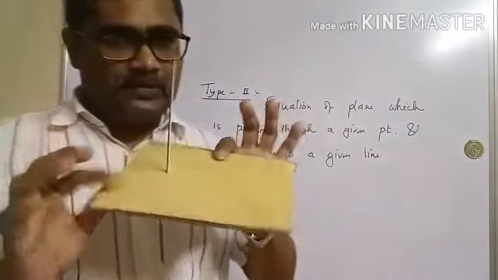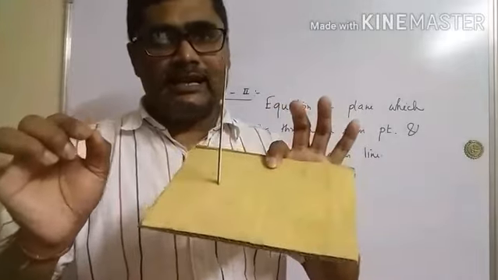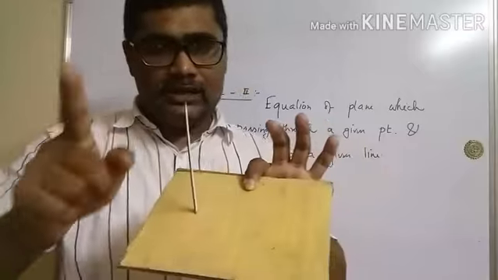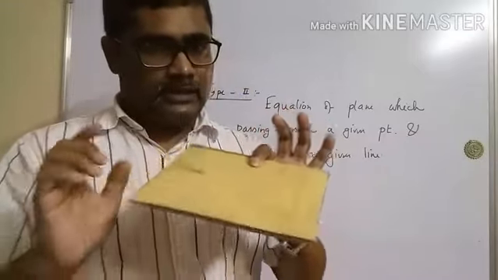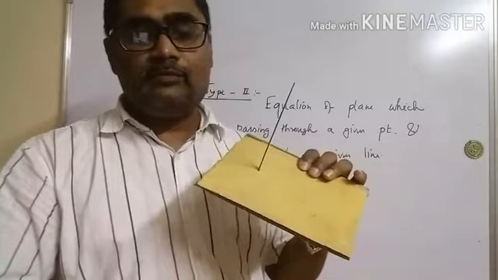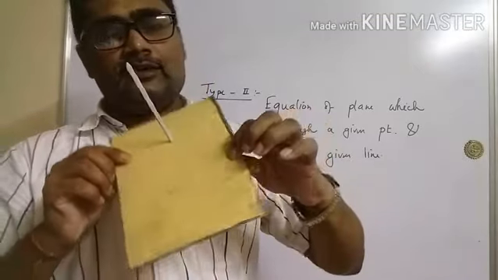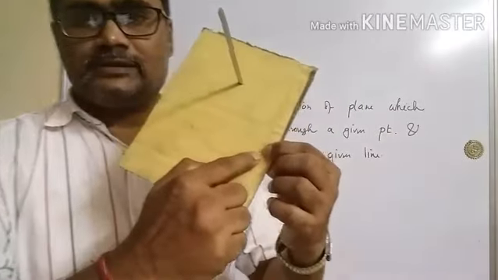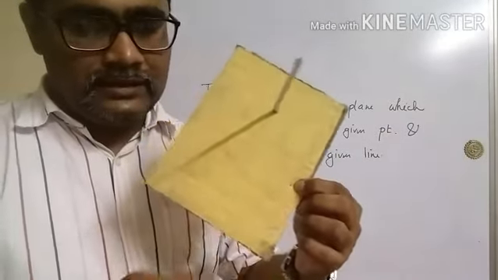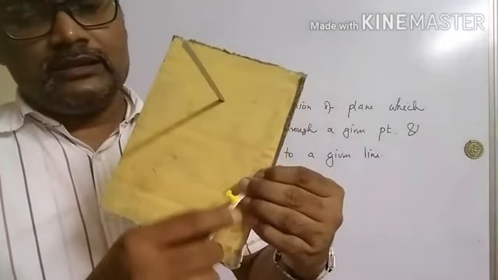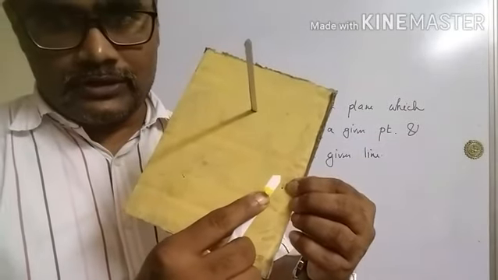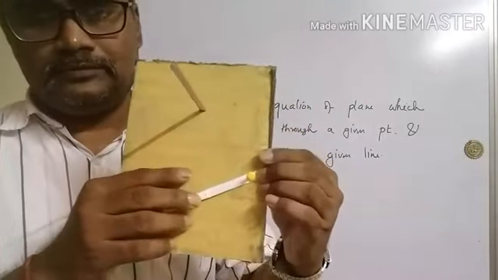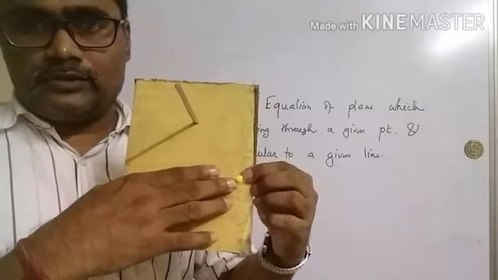Okay, I have fixed it here for convenience. You can keep it floating somewhere here. The only condition is that it should be perpendicular to the plane. Next, I should have a point, right? Suppose this be the point. Which point? Given point A. I want to denote it by this yellow point, right? This is the given point.